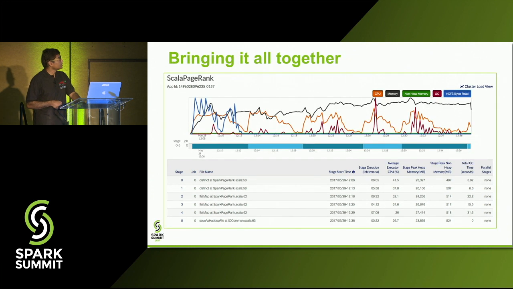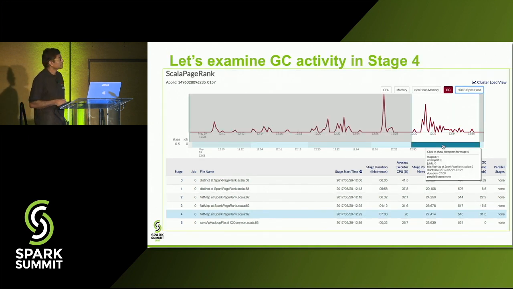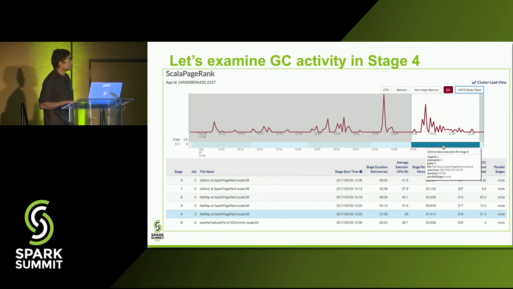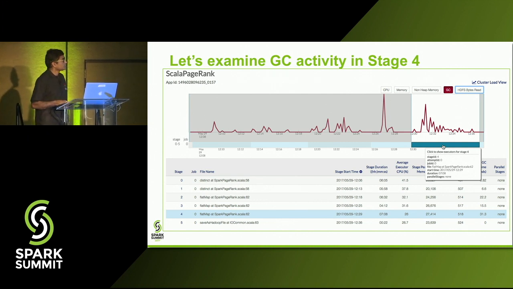So you can bring all of these together, and this is what the tool looks like. It's your homepage, if you will, of the application when you start looking at it from a performance perspective. So we looked earlier at GC. Let's dive into that particular stage in which we saw the potential GC performance issue. It gets highlighted, and that stage tells you where the code section is, when it started, and different vectors of resource consumption for that.